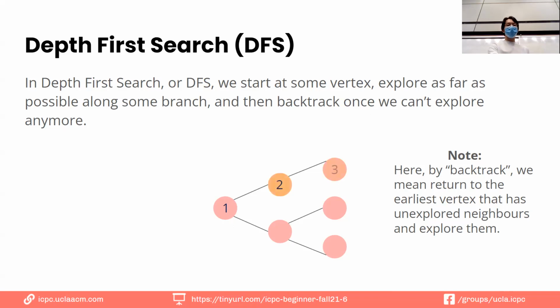So in this case, we're going to go all the way down. So we go to 2, then to its adjacent vertex 3. Then we backtrack all the way up and go to node 4, which has been unexplored. And finally, we explore this. So our ordering of our exploration is going to be slightly different from BFS.